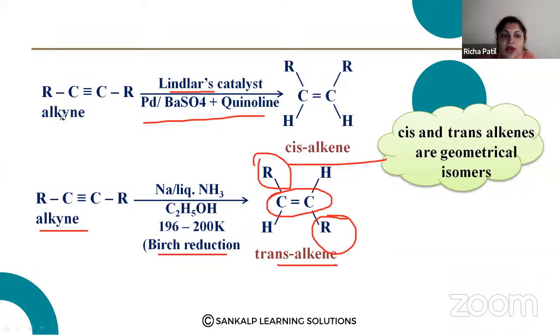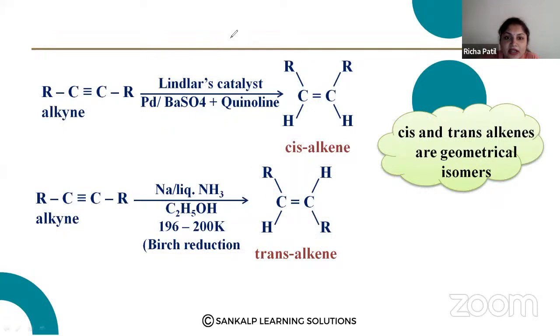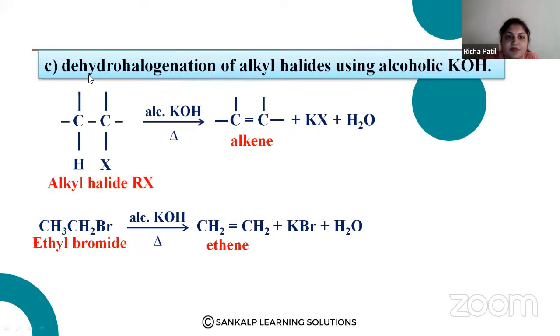Yes, thank you. So when you want to get a cis alkene, you are going to use Lindlar's catalyst. And if you want to yield a trans alkene, you have to use Birch reduction. So remember these conditions: which catalyst is used, which reagent is used, and what the different conditions are. This is the reaction to obtain cis and trans alkene. Next, dehydrohalogenation of alkyl halides using alcoholic KOH.